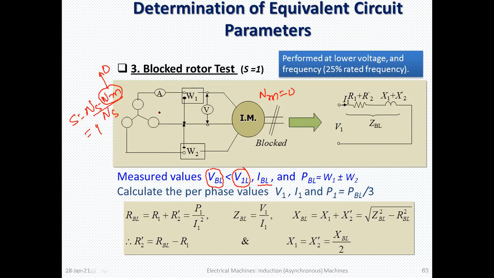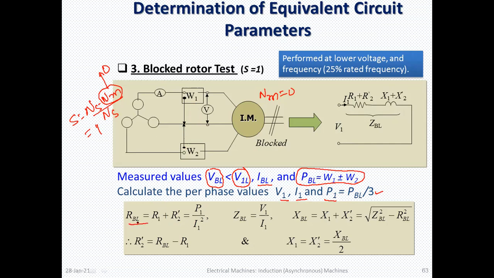This is the blocked current, and the power loss PBL will again be the two wattmeter readings, W1 plus W2. We have to observe this reading. You will study this in your experiment in the laboratory also. This can be verified very easily. So PBL is W1 plus W2. Now calculate the per phase values V1, I1, and P1 equal to PBL by 3. We are considering per phase, so we divide by 3.